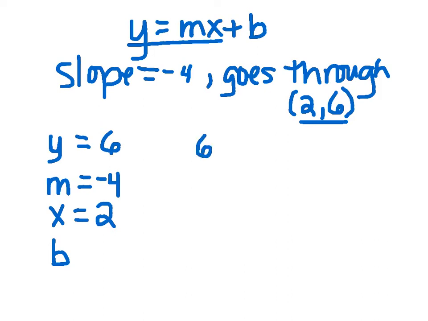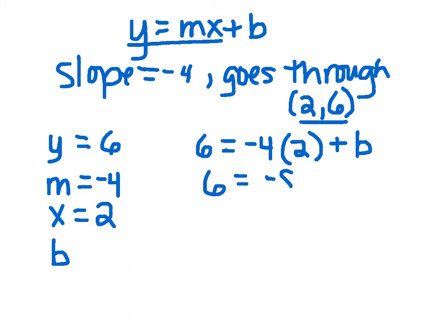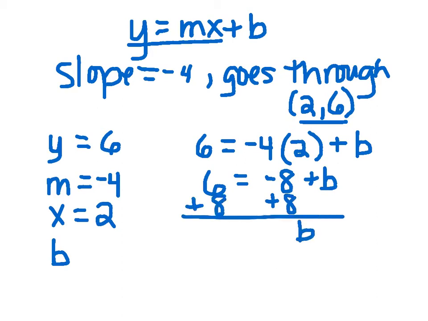Plugging in 6 for y, I get 6 equals -4 times 2 plus b. That's the only thing I don't know. So 6 equals -8 plus b. Therefore, b equals 14. The final step of this is just what it looks like in a particular solution of 2, 6. That's just one of the infinite solutions.